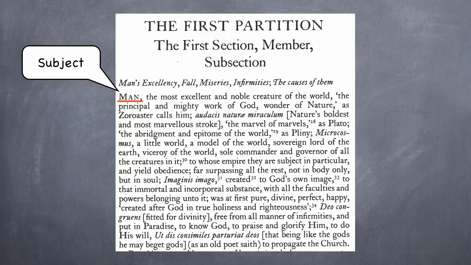And now we have a semicolon, and we're done with all the parenthetical expressions. And now comes what? Now comes the verb was. Man was. At first, pure, divine, perfect, happy, created after God in true holiness and righteousness. And then the sentence continues. Deo congruens, fitted for divinity, free from all manner of infirmities, and put in paradise to know God, to praise and glorify Him, to do His will, ut disconsimiles parturiat Deos, that being like the gods, He may beget gods, as an old poet saith, to propagate the church. Whew. That was a mouthful.